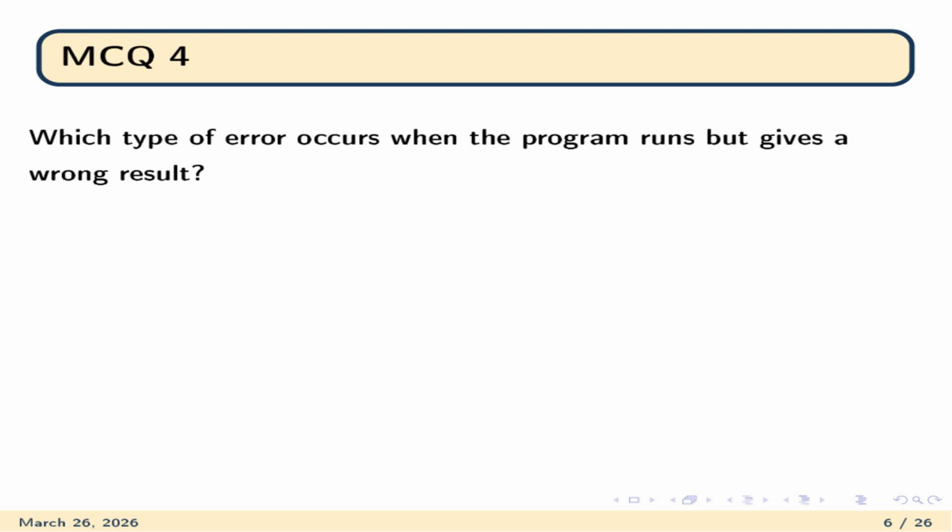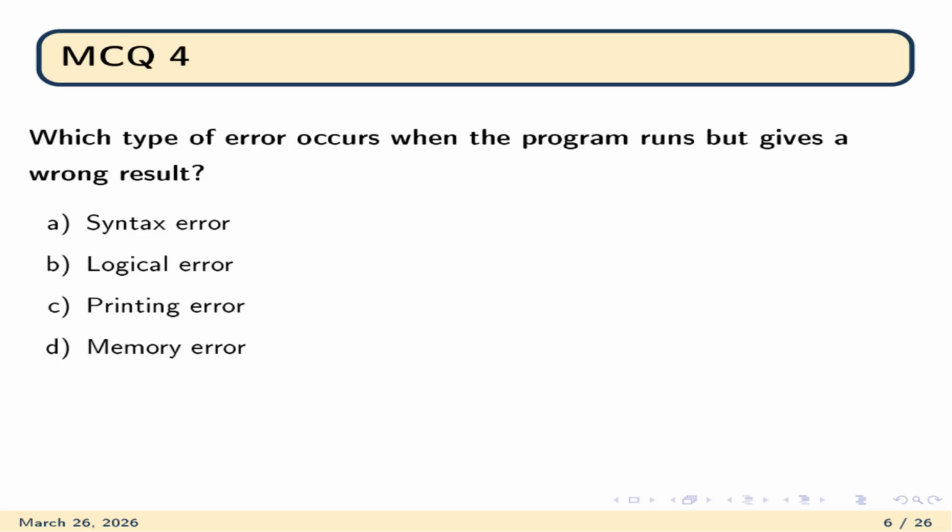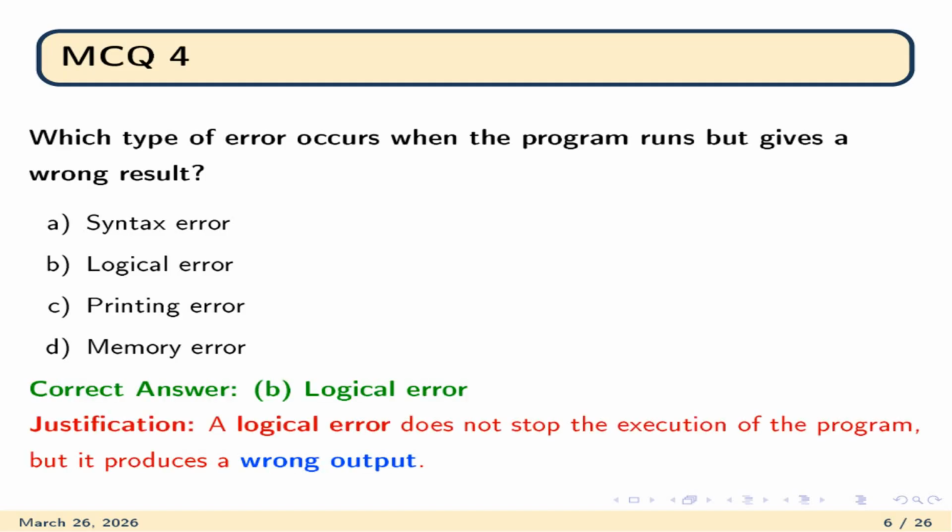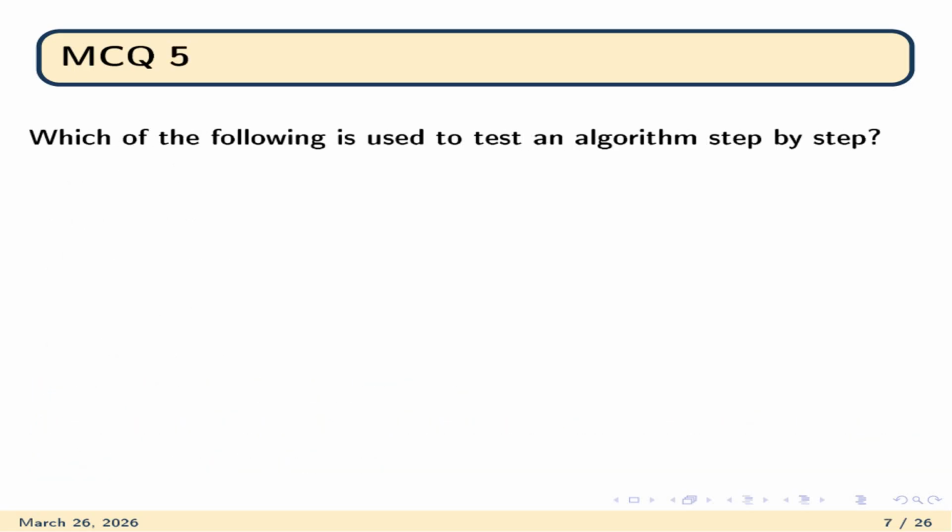Question number 4. Which type of error occurs when the program runs but gives a wrong result? Syntax error, logical error, printing error, memory error. The correct option is logical error, because a logical error does not stop the execution of the program, but it produces a wrong output.